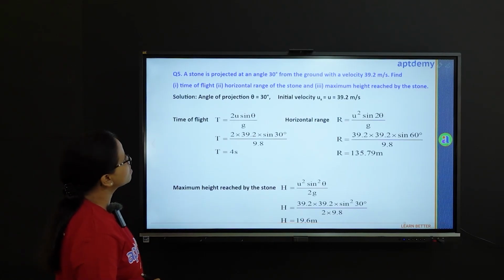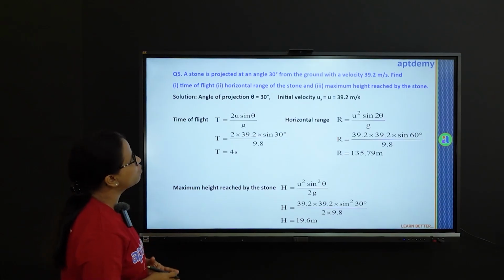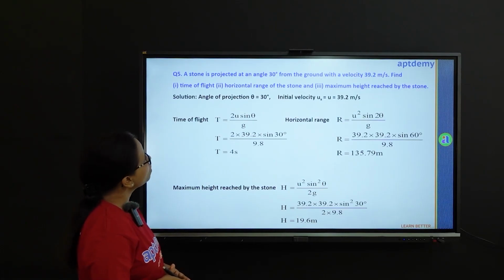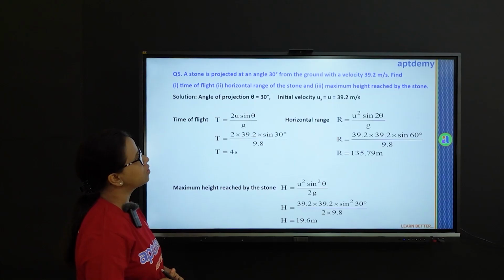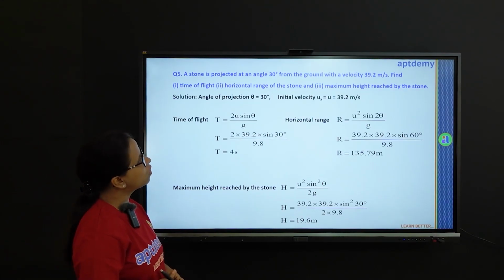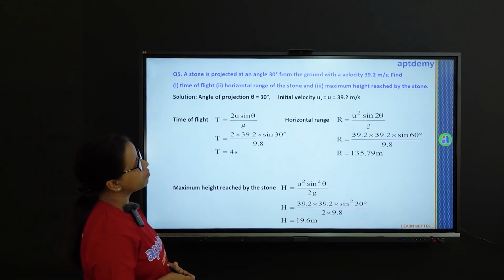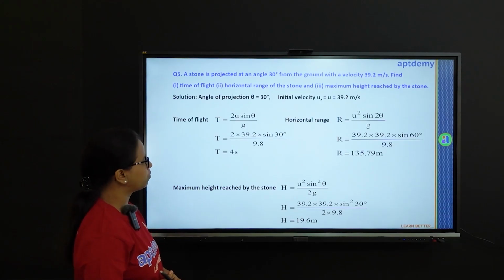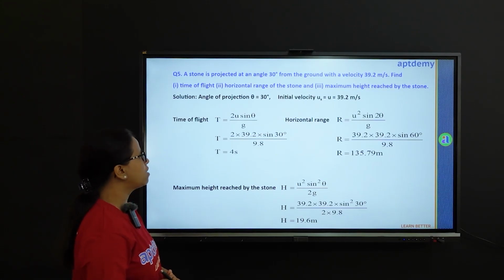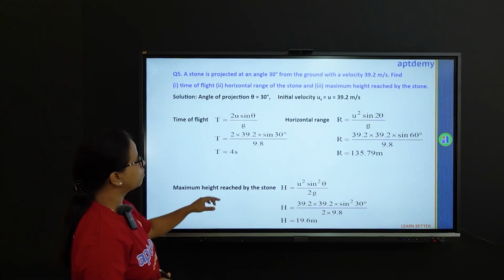Now let us look at this. This is a problem involving a projectile which has been fired at some angle with the horizontal. A stone is projected at an angle theta from the ground with a velocity 39.2 meter per second. Find the time of flight, the horizontal range of the stone, and the maximum height reached by the stone. So simple formulas, we just need to put down the values and solve it. Let us do it on our own.